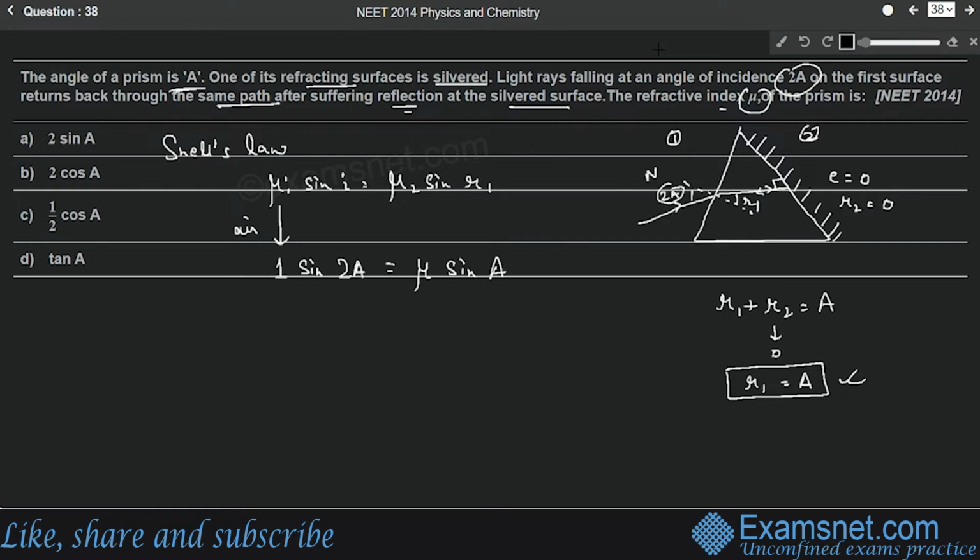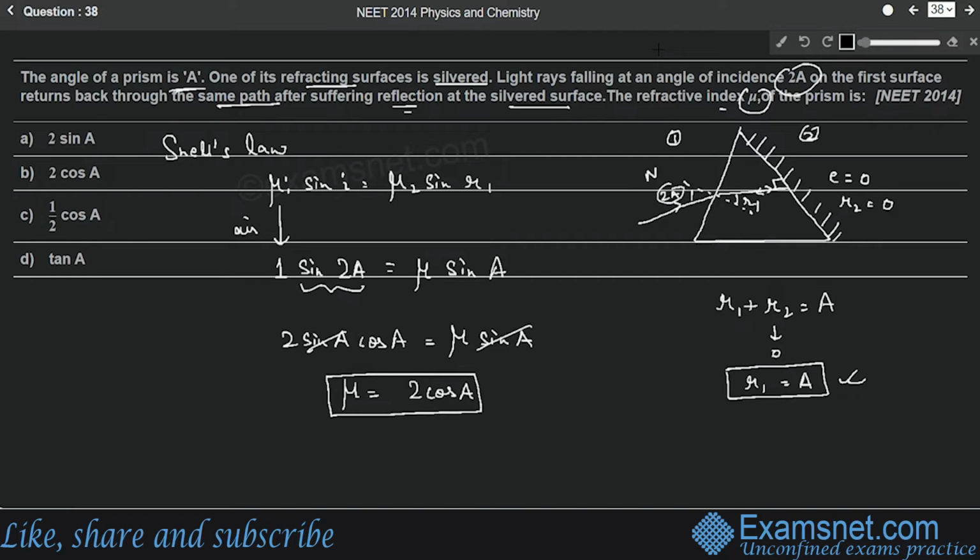So from here we can write that sine 2A is equal to 2 sine A cos A. This is the trigonometric formula, equals mu into sine A. So sine A will be cancelled. That means the value of mu is equal to 2 cos A. This is the refractive index of the material of the prism. So 2 cos A, that means option B will be the correct answer.